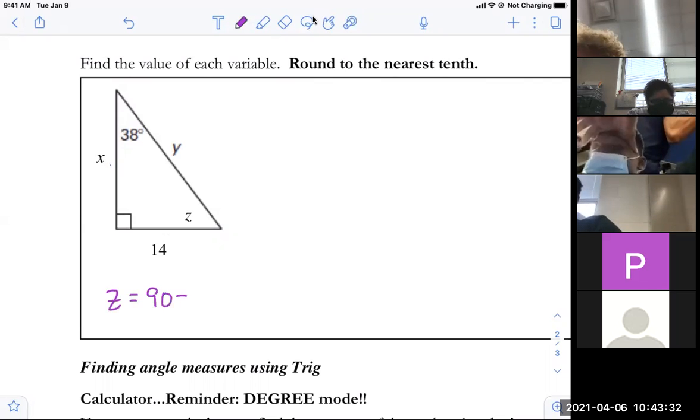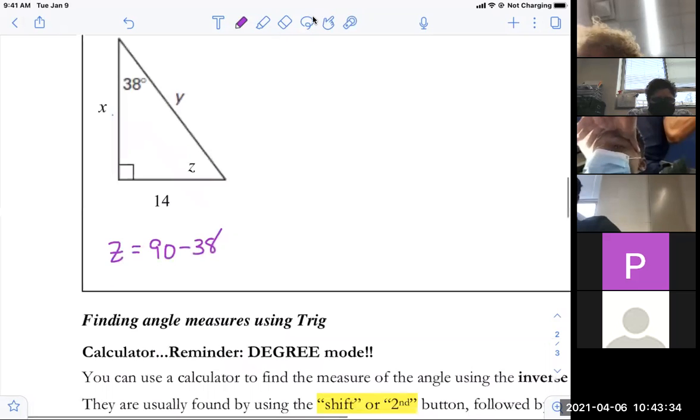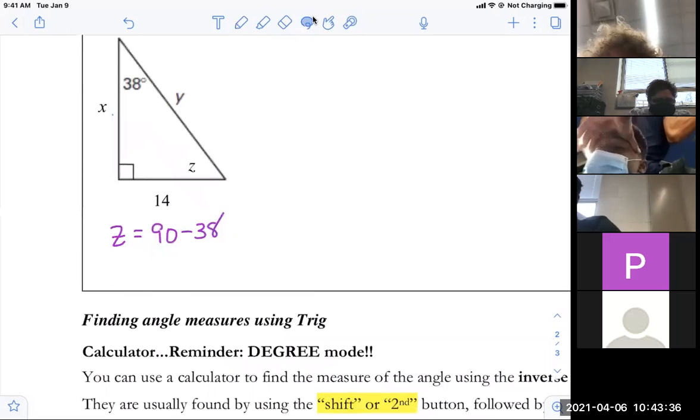90 minus 38. And again, it's not wrong to subtract from 180. It'll just take extra time that's not necessary. So since those two have to be complementary, that'll make it 52 degrees.